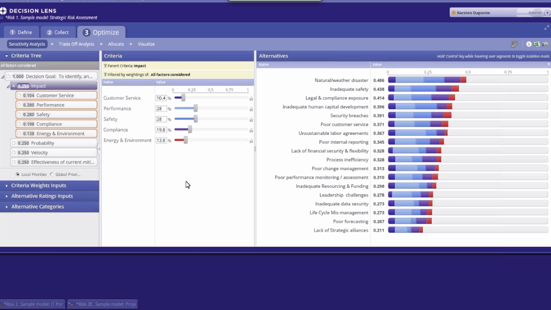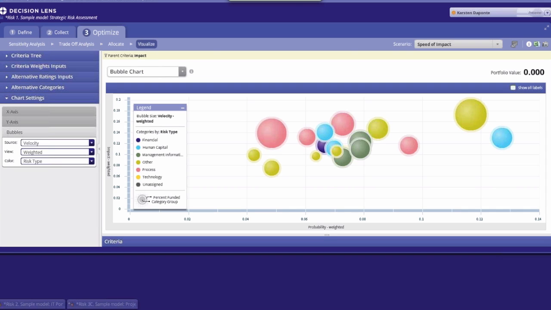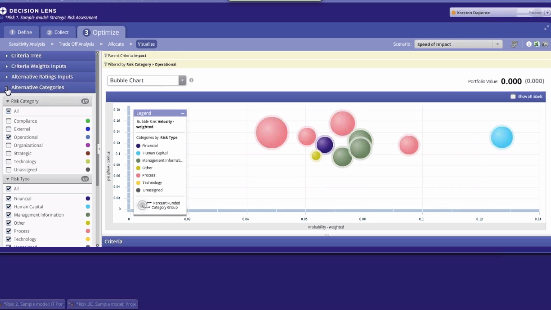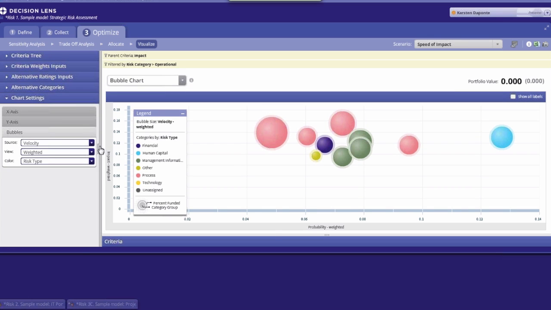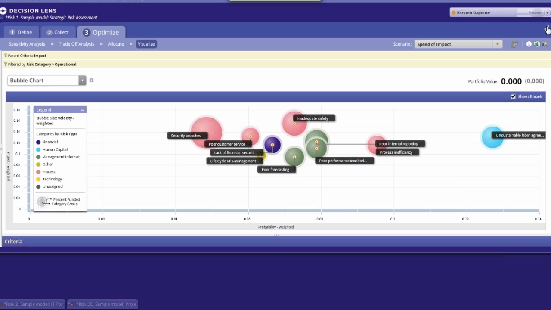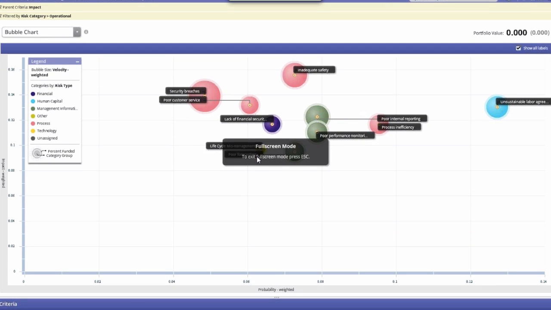Let's take a slightly different look at the results. What if I want to look specifically at my operational risks, how they vary in impacts to the strategic objectives, and also view which of those risks could come at me with the highest velocity? Just setting up the view here.